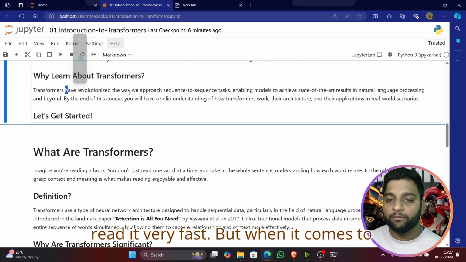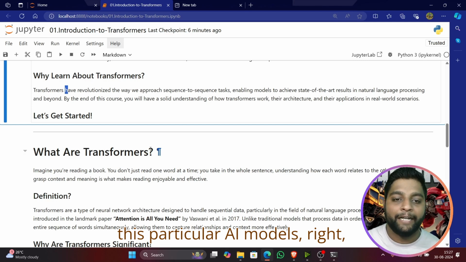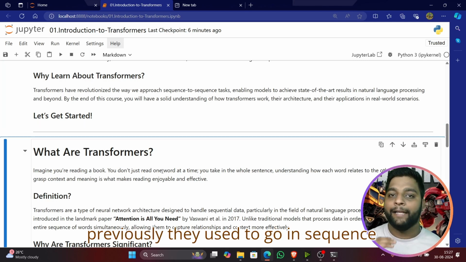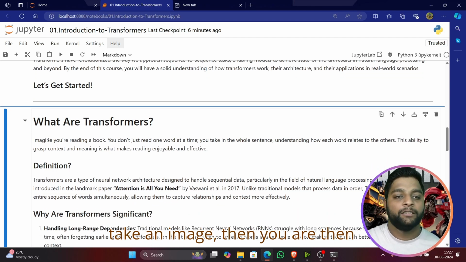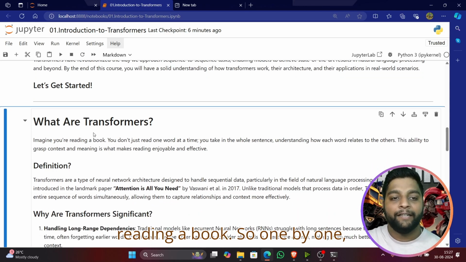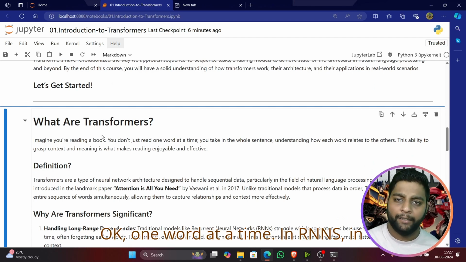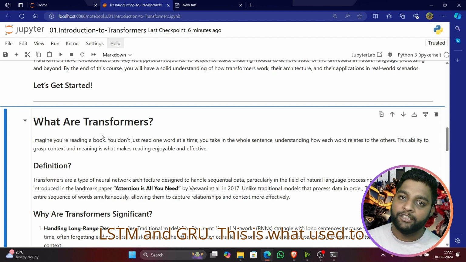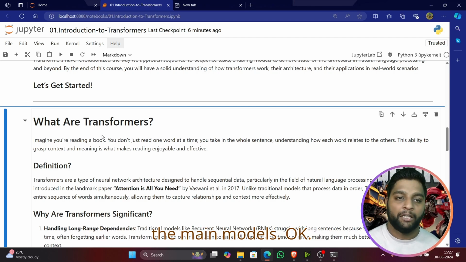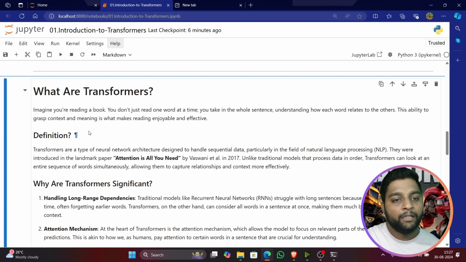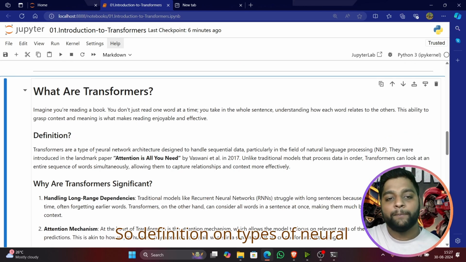But when it comes to these AI models, previously, they used to go in sequence, one word at a time. First, they used to take an image, then you are reading a book. So one by one, one word at a time. In RNNs, in LSTMs and GRUs, this is what used to happen. Before Transformers, these were the main models.